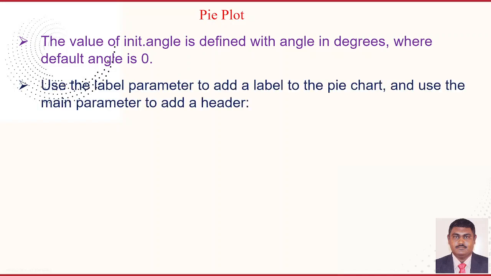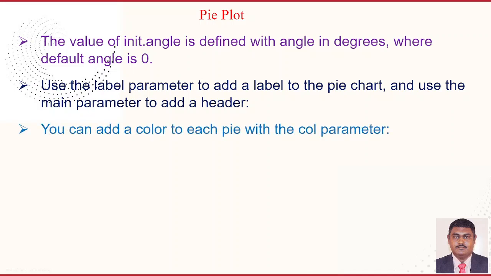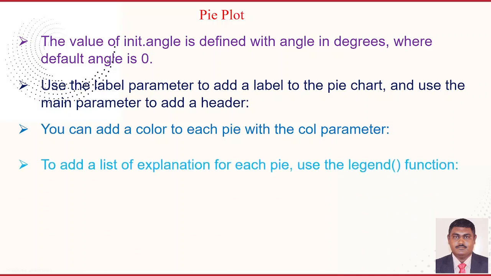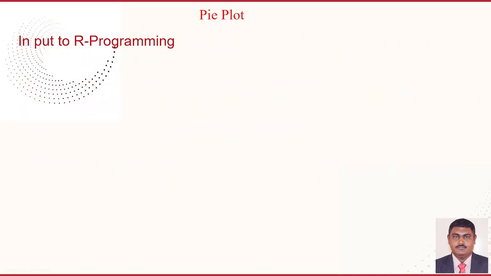Use the label parameter to add labels to the pie chart, and use the main parameter to add a header to the pie chart. You can add a color to each pie with the color parameter. To add a list of explanations for each pie, use the legend function. You can create customized legends. Now let us see all these details with the input programming and output programming.